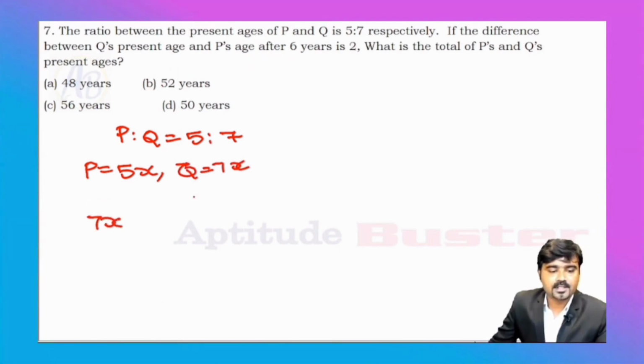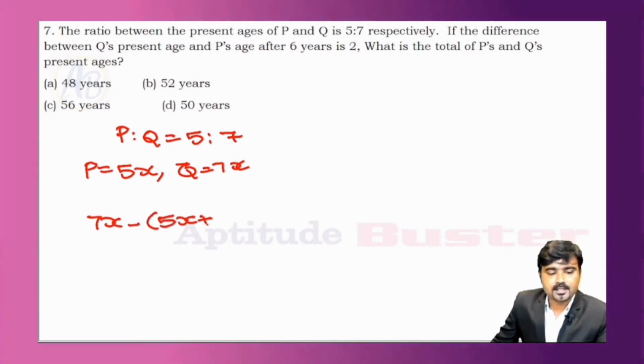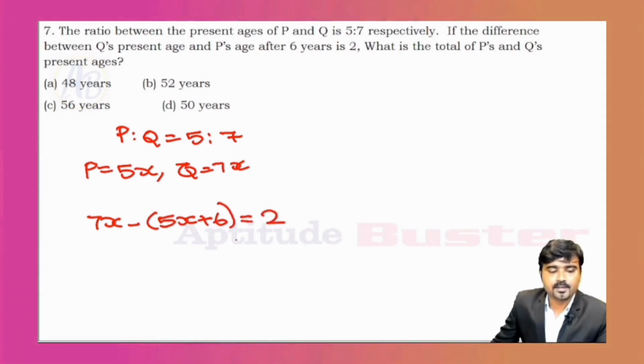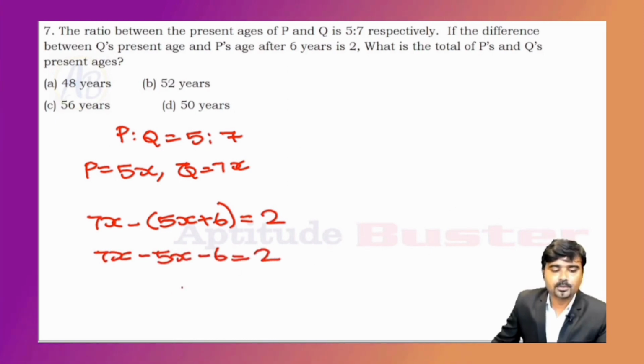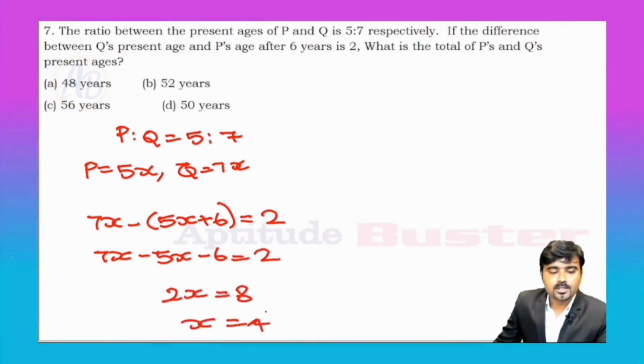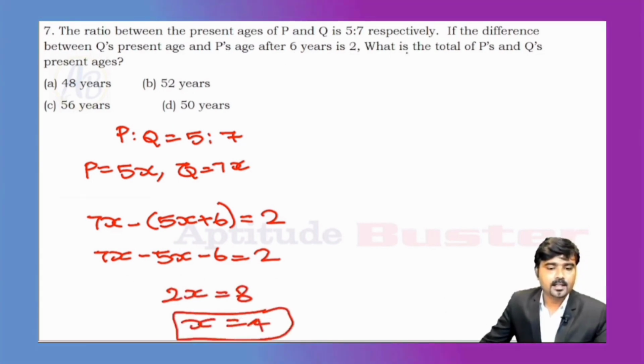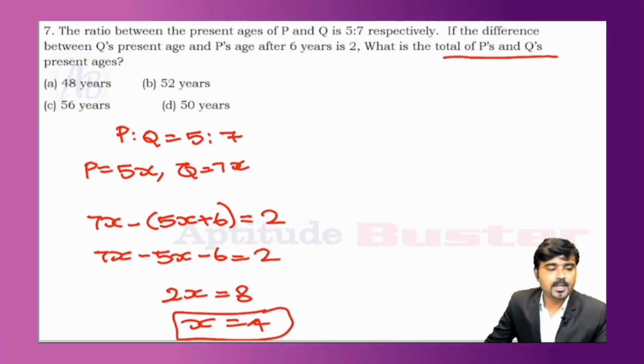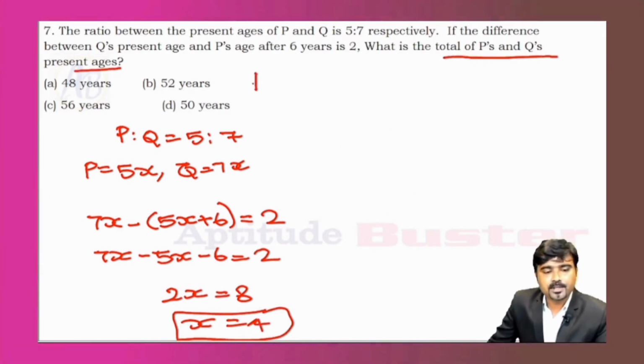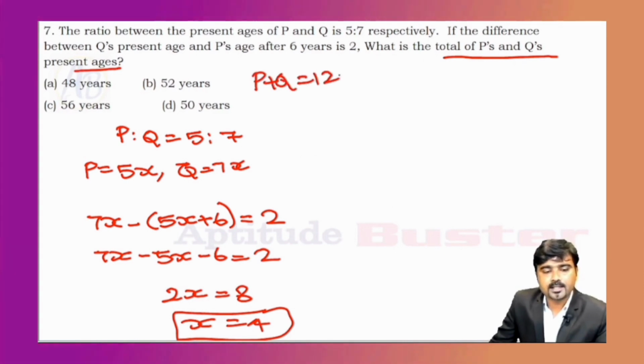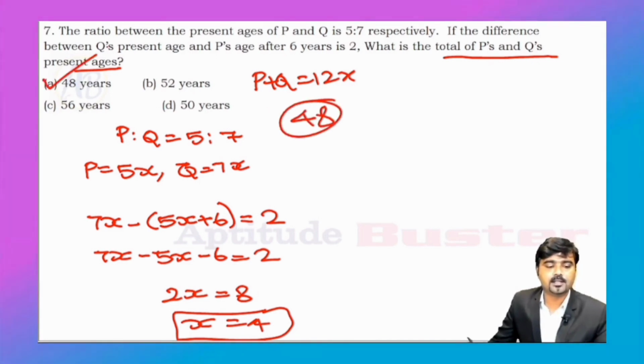P's age after 6 years, now 5x, after 6 years it should be 5x plus 6. The difference is 2, it's given. 7x minus 5x minus 6 is equal to 2. What is this? 2x is equal to 8, x equal to 4. Once you know x equal to 4, what's the question? What's the total of P and Q's present ages, P plus Q? P plus Q equal to 12x, right? 12 into 4, 48 years. The answer should be 48 years.